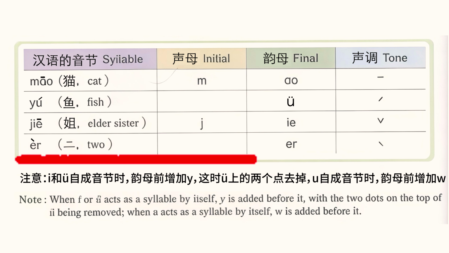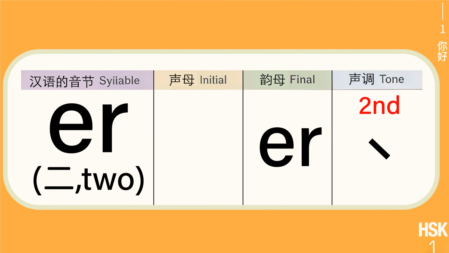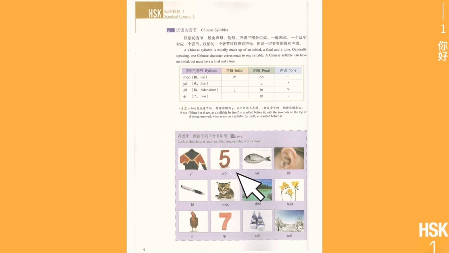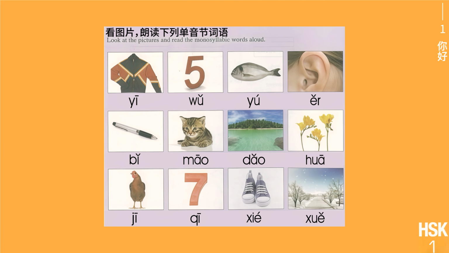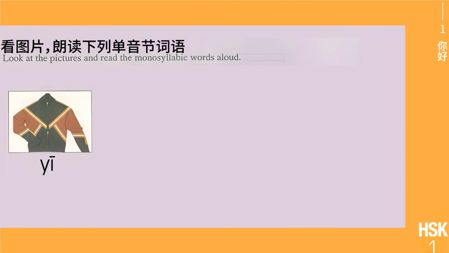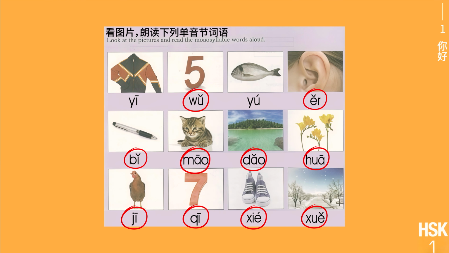Now let's look at the next one. R. This is a one-syllable final that doesn't need an initial. Got it? Next page. Look at the pictures and read the monosyllabic words aloud. The first one. E. Close. When E meets E, the E is silent. So it's just E. You can practice with the other pictures too. I will make another video with more picture-based speaking practice.